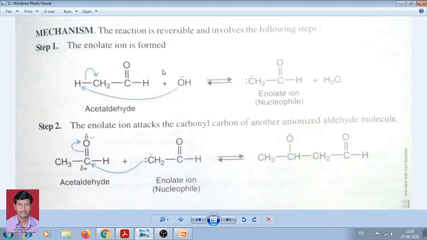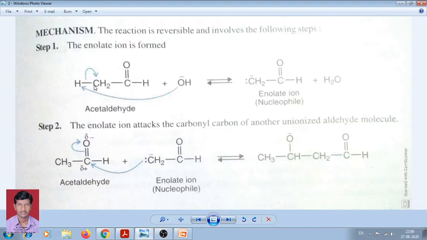In this reaction we are using a base, that is sodium hydroxide. When the base, hydroxide, is treated with the first molecule of acetaldehyde, which has the CHO functional group, the carbon next to this carbonyl group is the alpha carbon. The alpha carbon has 3 alpha hydrogen atoms, and these are more acidic. Why are these more acidic? Because they easily get lost from this carbon.